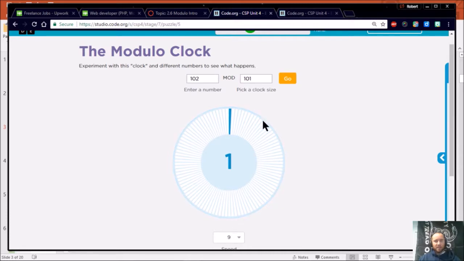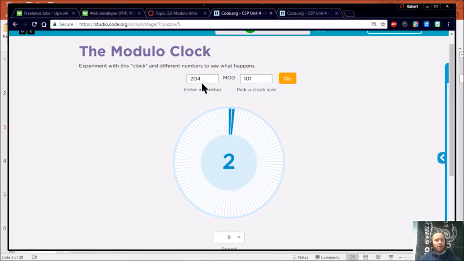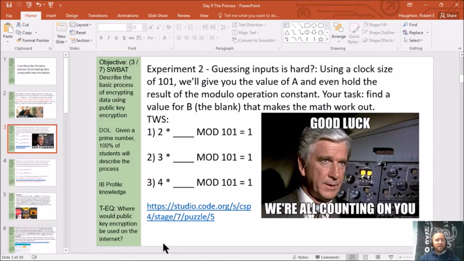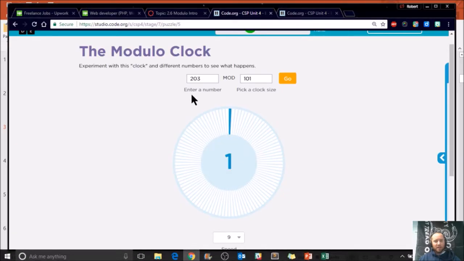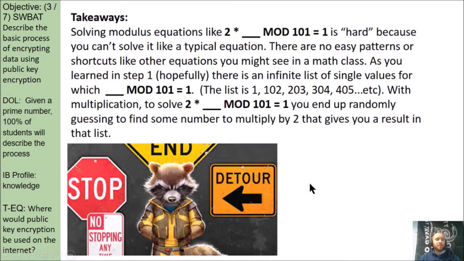Oh, that's easy. And then thinking about math patterns, I could go with maybe 204. If I just double it, will it give me the same result? No. However, if I'm only off by 1, if I make it 203, there we go. And then let's try to stay away from fractions because we don't want to go with that number 203. So when you're done with that, check your answers against this. You can also Google Modulo Calculator or go to this tool, or of course the widget that we use in class.